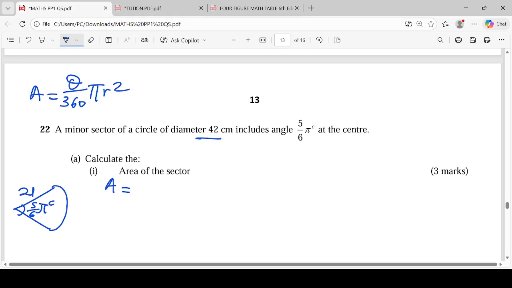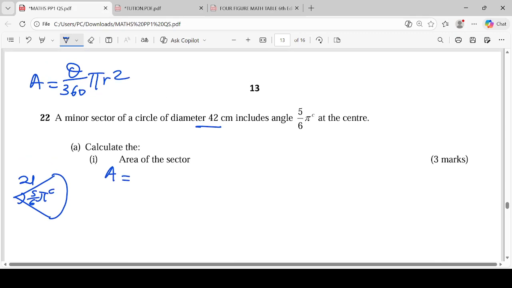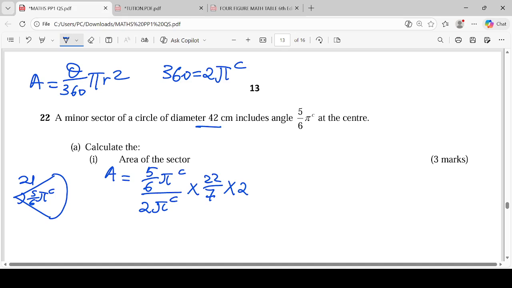I want to substitute it here and show you how that formula can be applied despite the fact we have 5/6 pi radians. Our angle there is now 5/6 pi radians. Instead of saying over 360, you know that 360 is normally equivalent to 2 pi radians. So you put it over 2 pi radians multiplied by pi, which is 22/7, by the radius, which is 21 squared.